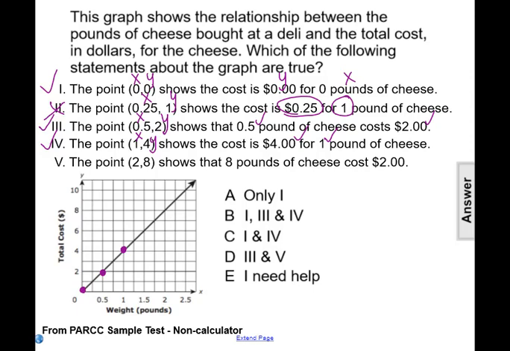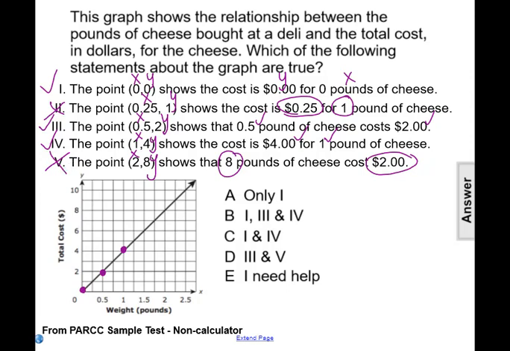Finally, we have the point (2, 8) shows that 8 pounds of cheese costs $2. So the (2, 8) would be an x value of 2. So that should be showing the weight in pounds of cheese for 2 pounds of cheese. Well, right away in our statement, we have 8 pounds of cheese, so that's not matching the 2 pounds of cheese. And then the y value of 8 should be saying it costs $8. Well, this is saying it costs $2. Again, they have it backwards, very similar to the second statement. So this statement is false as well.